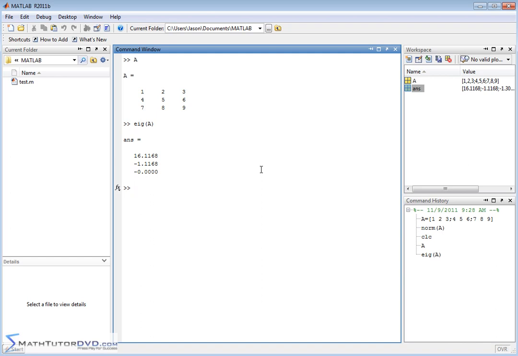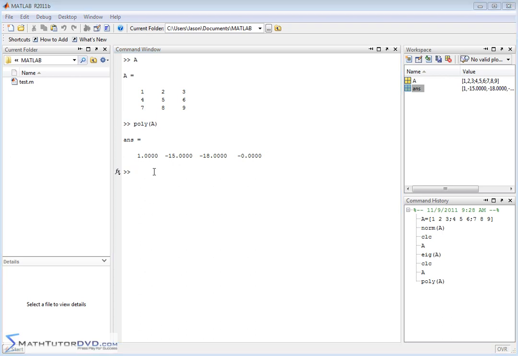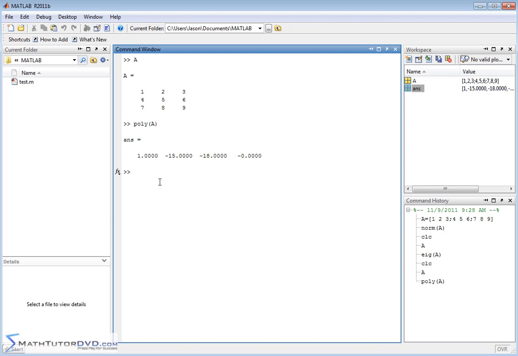Doing it by hand, typically what you're asked to do is to first calculate the characteristic polynomial of the matrix, and then from that you find the eigenvalues. So to find the characteristic polynomial, it's just poly, and you pass it the matrix. So the characteristic polynomial is this right here. This is how you would find it using the poly command.